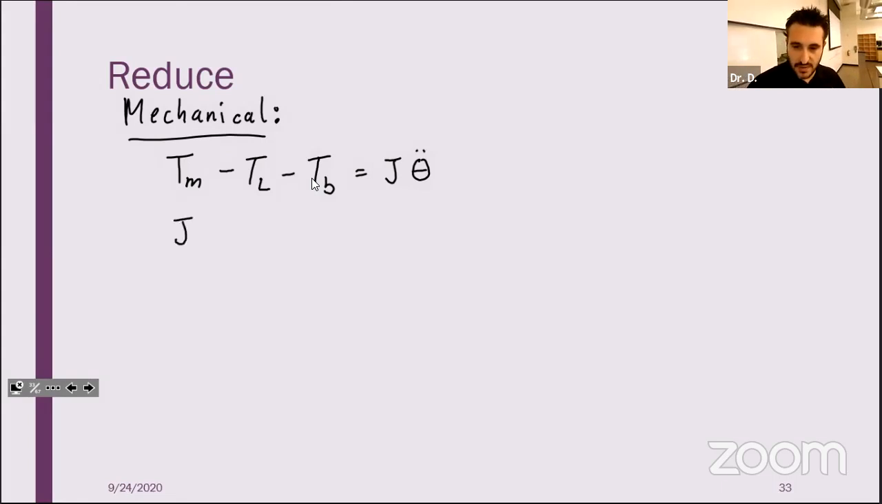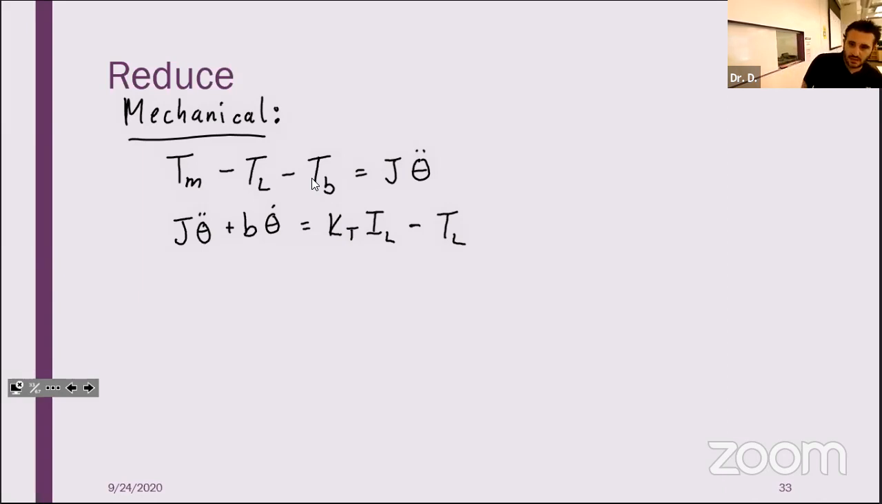All right. So we can rearrange this a little bit, right? J theta double dot. I'll bring my TB over and substitute in B theta dot. And this is going to be equal to my motor torque, KT times I sub L, minus my load torque. My input to the mechanical side of the system is technically the current, right? The more current I give it, the faster it's going to want to go.